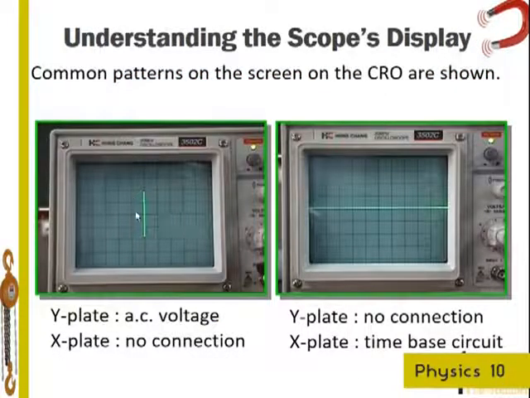So let's have a look at the patterns here. Here we have a Y plate which has an AC alternating voltage applied to it, and the X plate has no connection. So you can see now, due to the alternating current, that the spot appears to move vertically. Over here on the second monitor, we have no connection on the Y plate, but we do have a time-base circuit connected to the X plate. As a result, the beam will move from side to side very rapidly across the screen.